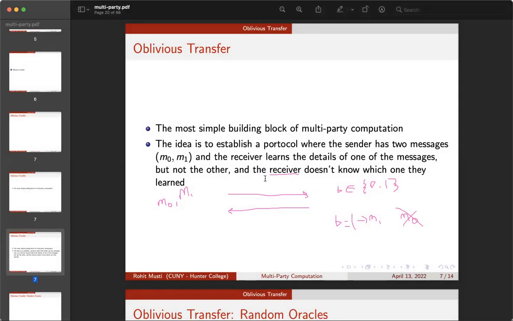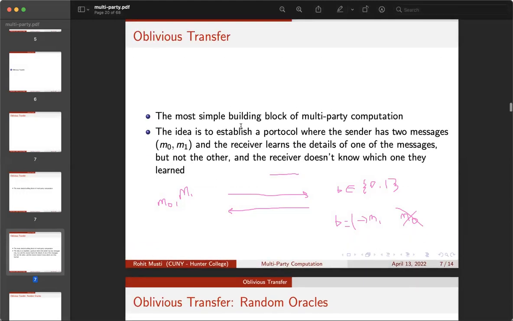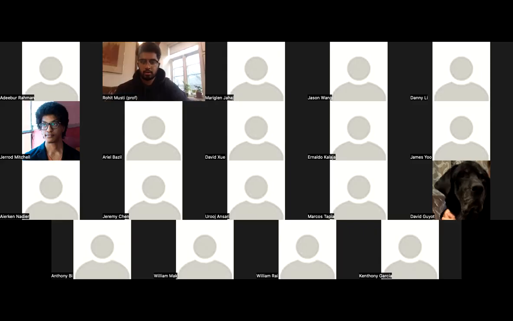Reload that. Let me just close this and reopen. And multi-party. Great.